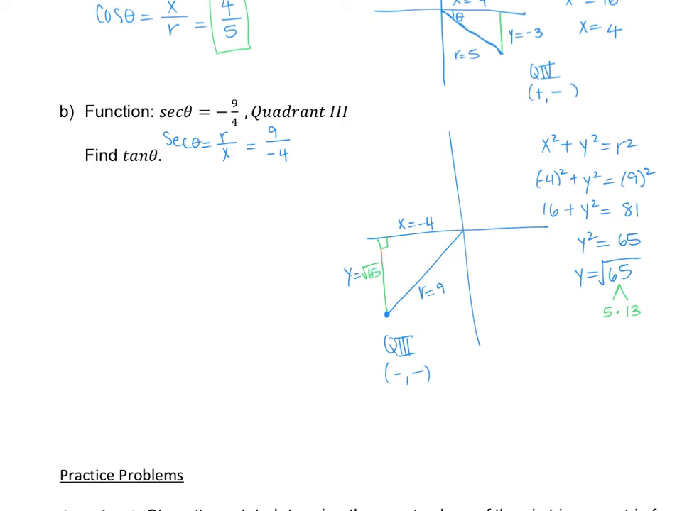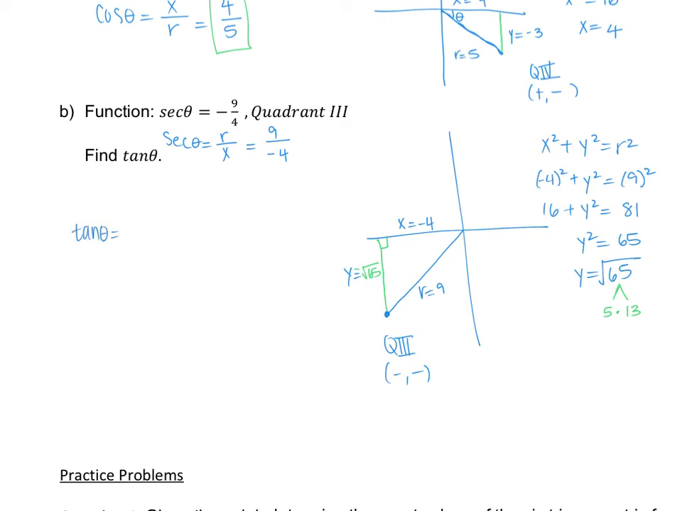However, I just realized this quadrant here is the third quadrant, and so this y value is a negative number. So this is a negative root 65. That needs to be considered: remember, our x and y values are going to both be negative because we're in the third quadrant. So be very mindful of that when you are writing out your lengths.